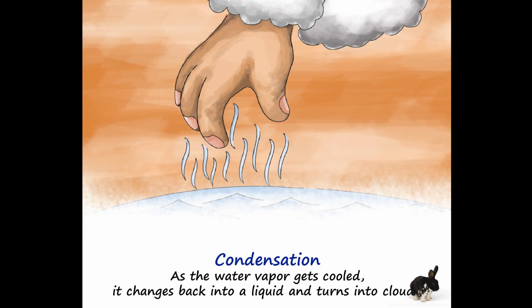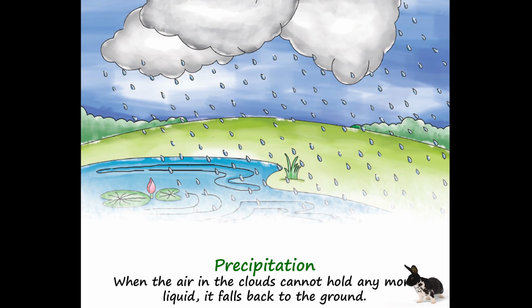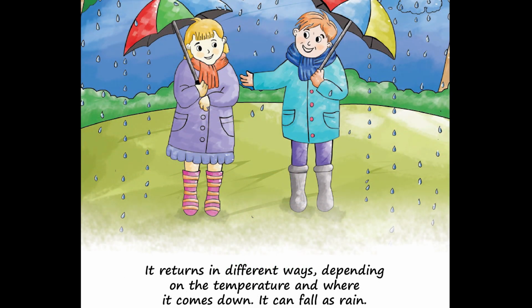Number 2 is condensation. As the water vapor gets cooled, it changes back into a liquid and turns into clouds. Number 3 is precipitation. When the air in the clouds cannot hold any more liquid, it falls back to the ground. It returns in different ways, depending on the temperature and where it comes down.